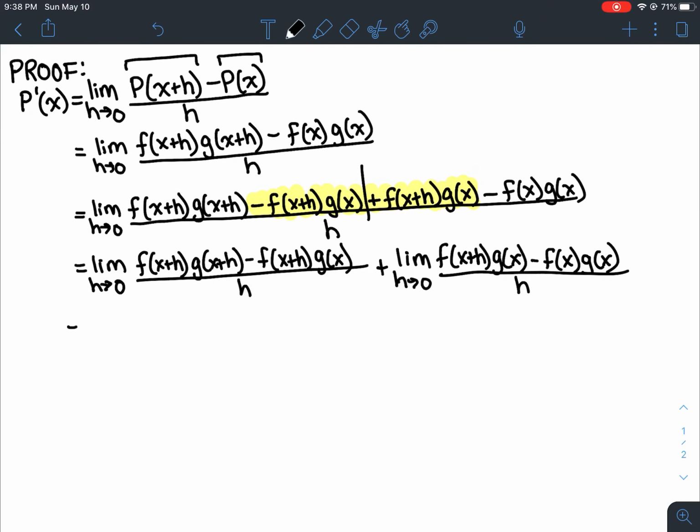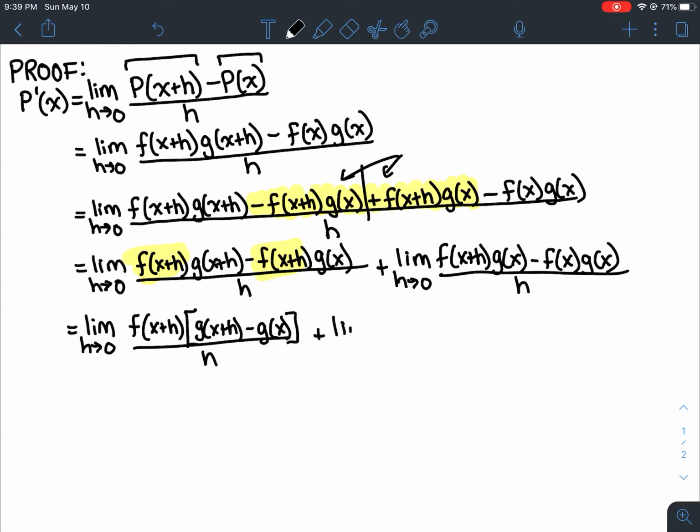Okay, so we're just proving this here. Now that we have them split up, if you look at the top here, you'll notice that both these terms have an f of x plus h. There's definitely a reason why we added and subtracted these two things into the middle. It's because we know what we're trying to prove. So we're factoring out an f of x plus h, and what we have left is a g of x plus h minus g of x, divided by h.